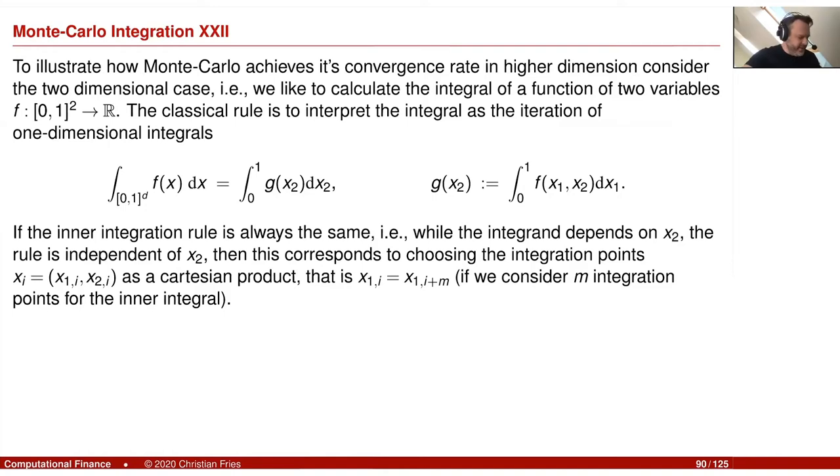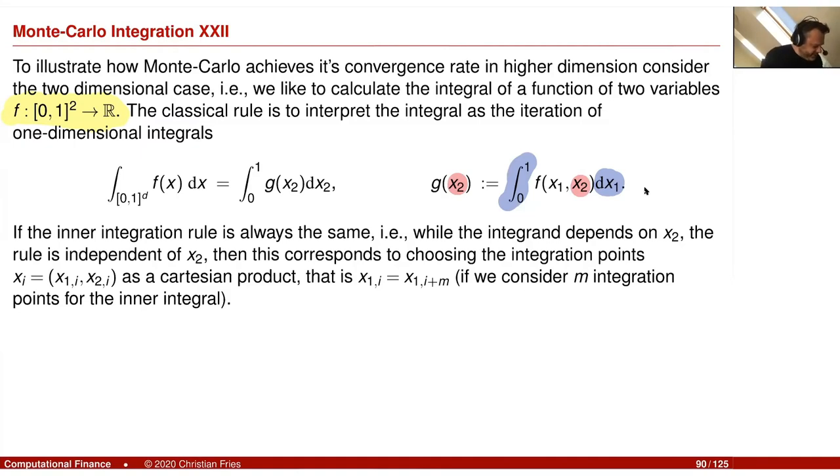So let's consider a function in two dimensions. So f maps [0,1]^2 to R. Okay, and we would like to integrate this. A classical integration rule achieves this by first integrating the function for fixed x2 with respect to x1. So x2 is fixed and we integrate with respect to x1.